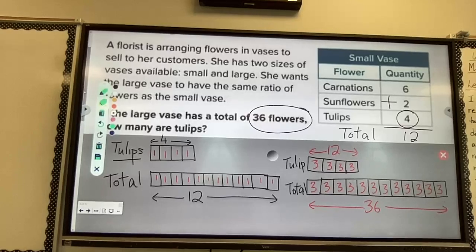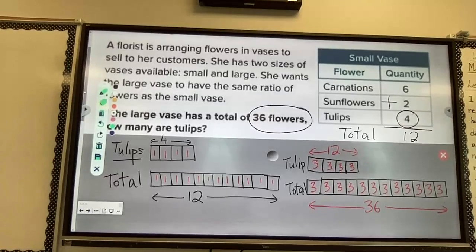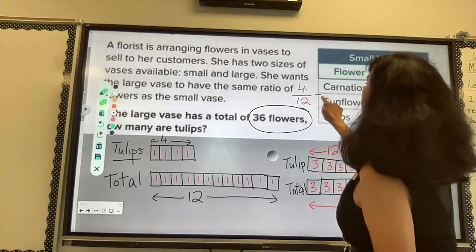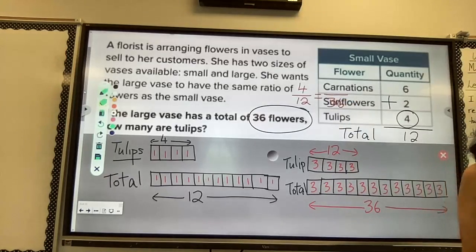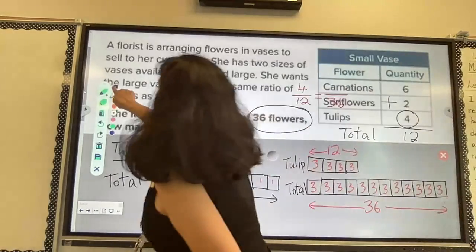Okay, now I can also quickly show this in the form of an equivalent ratio. So I could have written this as 4 over 12 is equal to what over 36? How many tulips over 36? I wonder if you can see that.